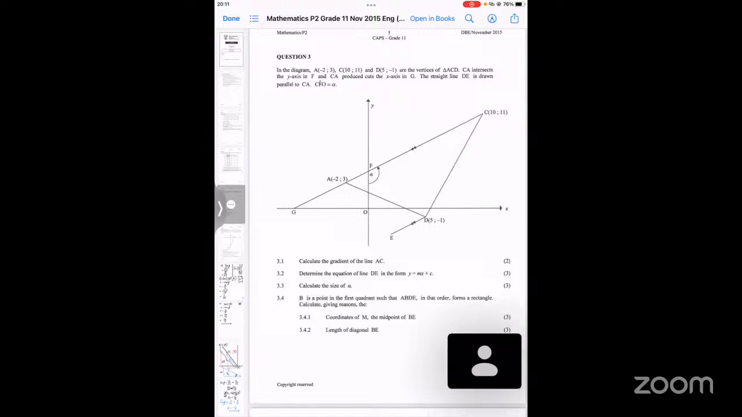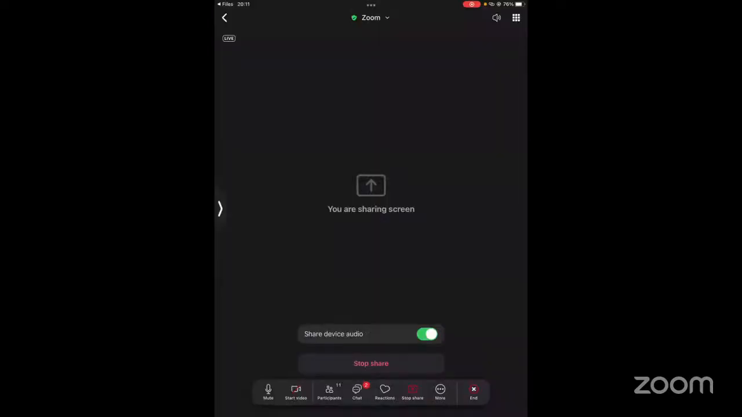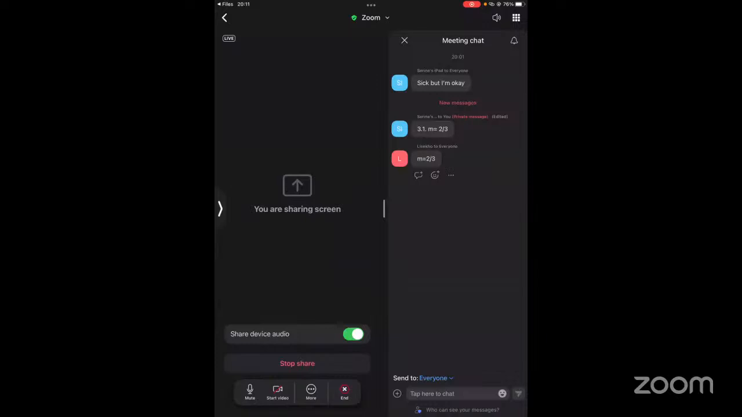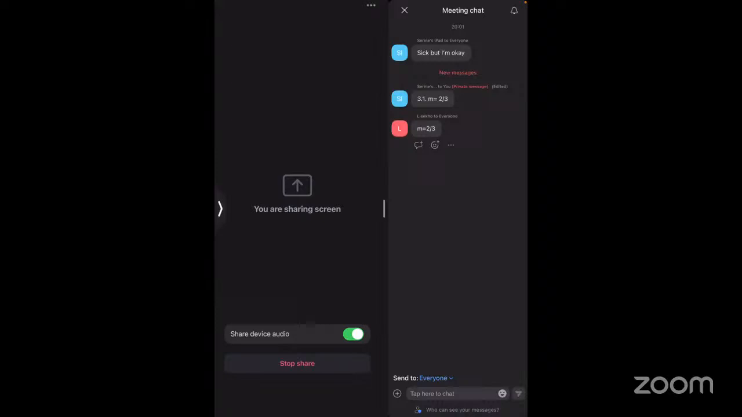Are you guys still working on it? Let's see if there are any comments. Only 2 comments. M is equal to 2 over 3, M is equal to 2 over 3.